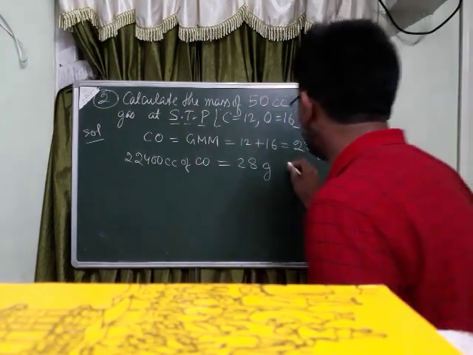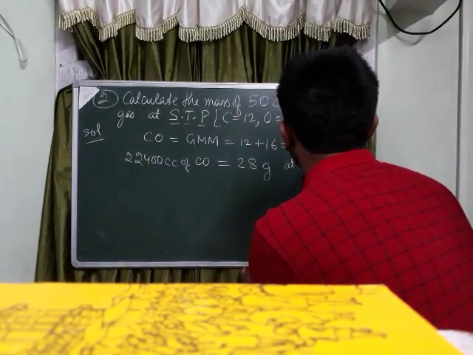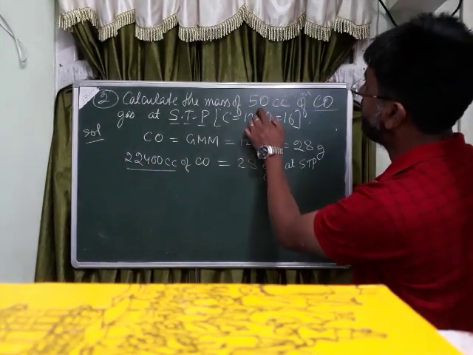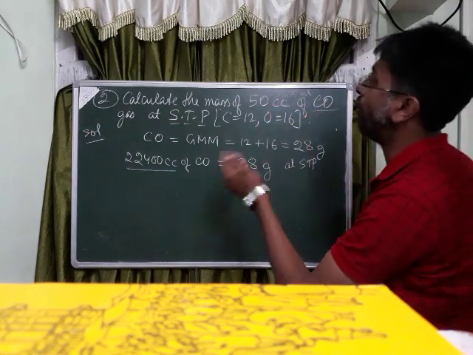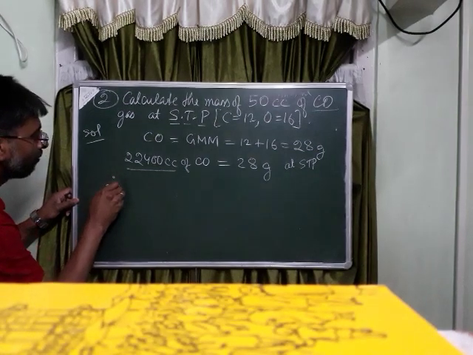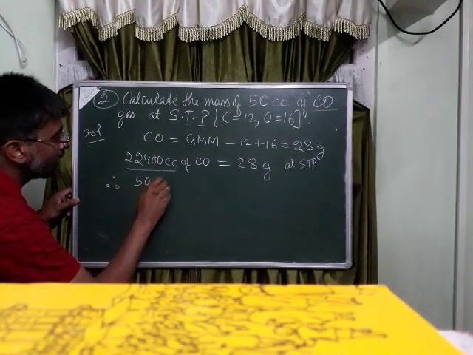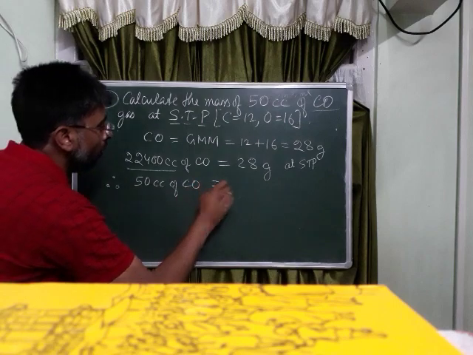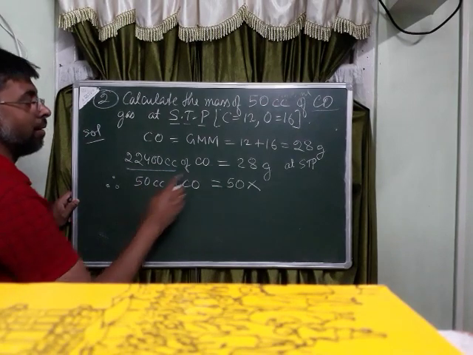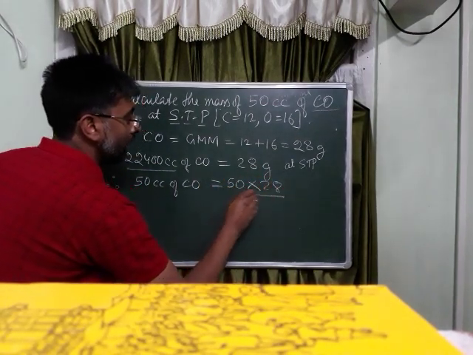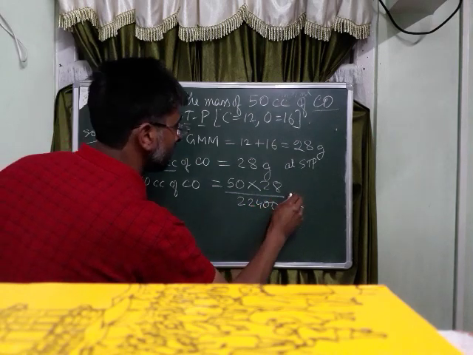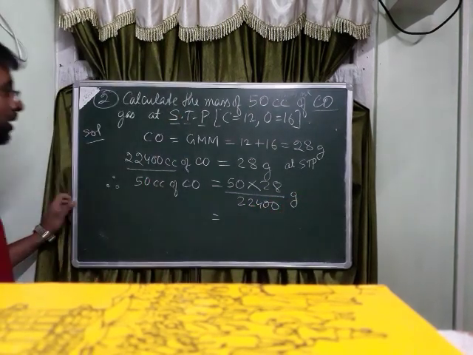Now this is at STP. That is why this is coming into play over here. Now the question is saying 50 centimeter cube of CO will have what mass? Therefore, again unitary method. Therefore 50 centimeter cube of CO will weigh 50 multiplied by 28 divided by 22,400. Simplify this. You will get the answer in grams.